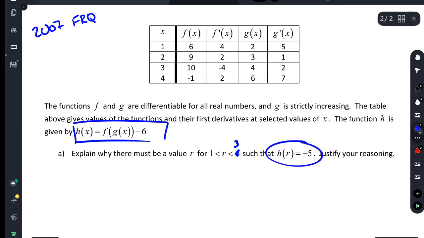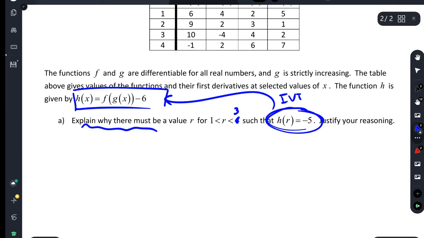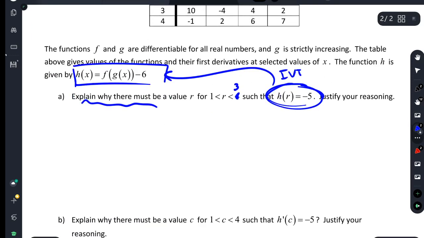Now when I see h of r, and I'm given an h, we're thinking that's IVT, right? When I see explain why there must be, I'm thinking one of the theorems, then I get h of r specifically, I have an h of x equation. That's almost always IVT. So how am I going to figure out if IVT even works? Because h is not in the table, right? I don't have h of x in the table. So what I need to do is just plug in my endpoints. So plug in h of 1.